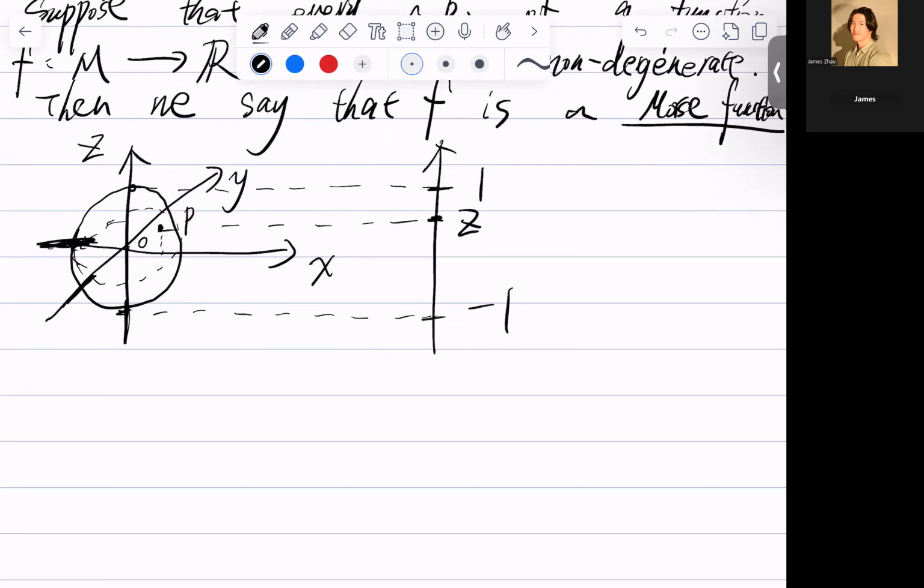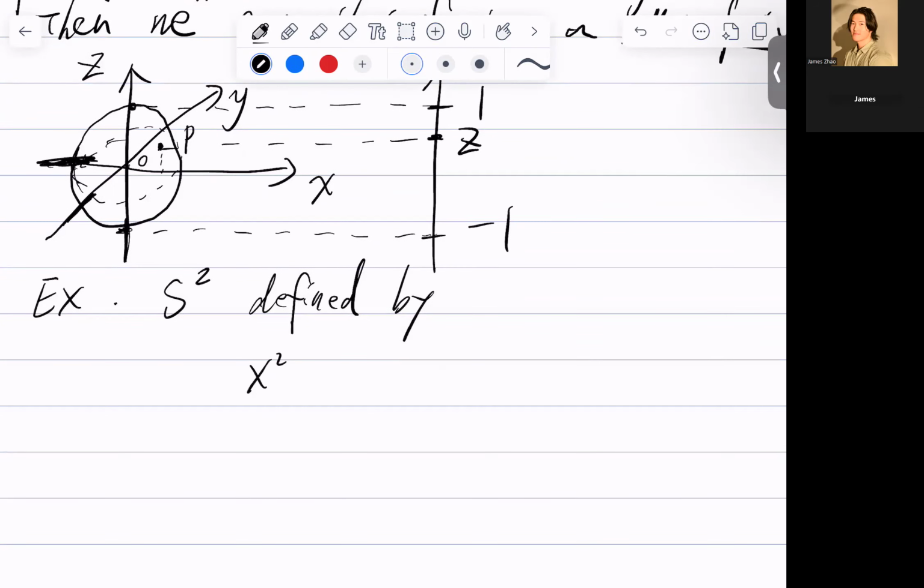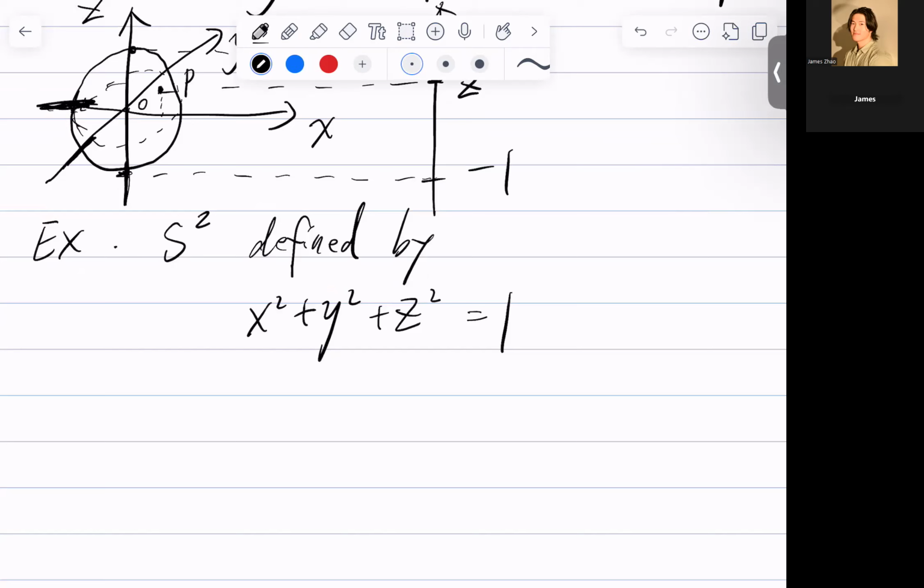The top one will be the critical point on the top, the bottom one will be the critical point on the bottom. So that's sort of like the North Pole and South Pole, right? So this example is S2, which is our sphere, defined by x squared plus y squared plus z squared equals 1. So we're describing a surface, right? Any point that satisfies this equality, which is on the surface, is in S2.